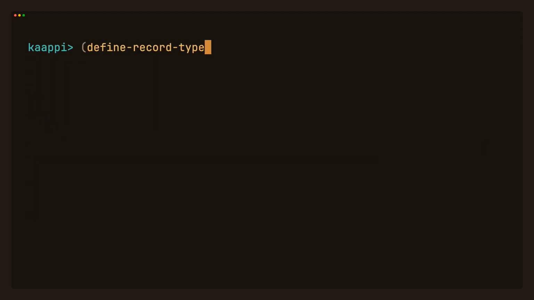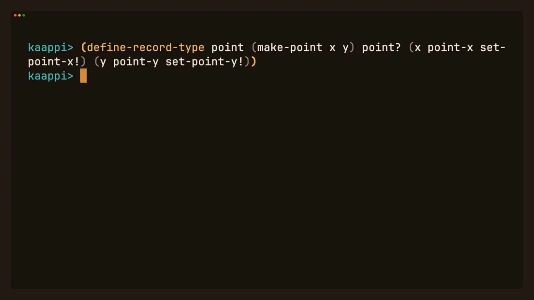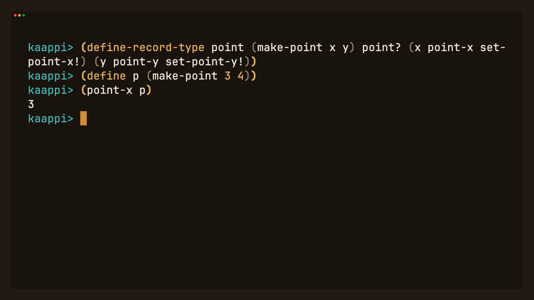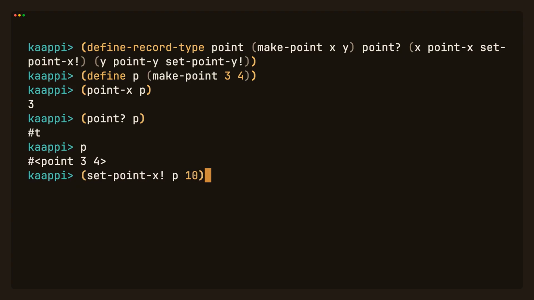When the built-ins aren't enough, you make your own type. Define-record-type hands you a constructor, a predicate, and accessors all at once. Here's a point with an X and a Y. Build one, read its parts, ask is this a point? Yes. Kaappi even prints it back as a labeled point. Fields update. Slide the point's X to 10.